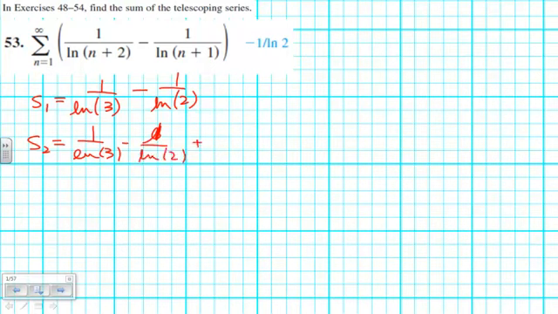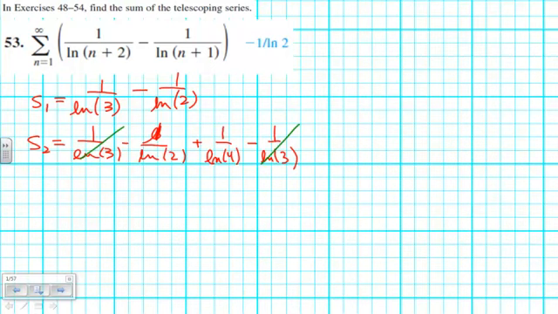But now we have to add in the second term. Well, the second term here, when n is 2, this becomes 1 over the natural log of 4 minus 1 over the natural log of 3. Wait. This one and that one cancel, don't they? So S2 ends up being just these two.